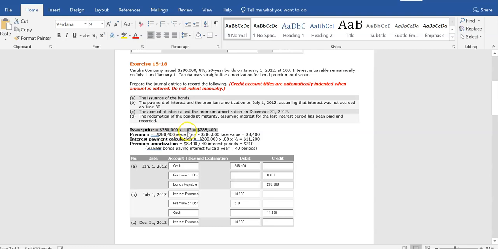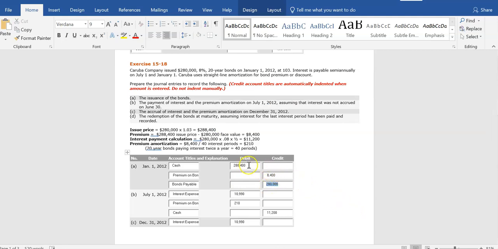280,000 times 1.03. I will sell them for $288,400. On January 1st, when they are sold, I will debit cash for $288,400. When I sell those bonds, I have to record the liability. I have a liability to pay off those bonds in 20 years. I will credit the liability for $280,000. The difference between the amount that I sold them for and the liability is $8,400.